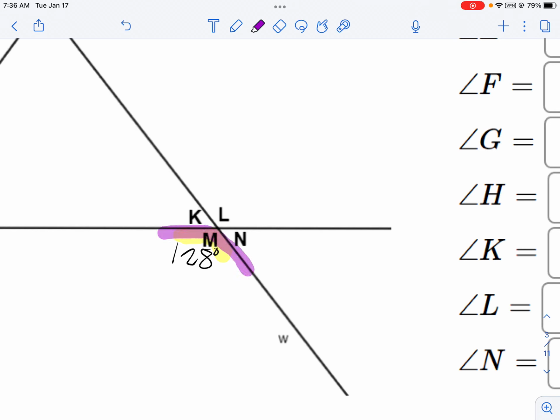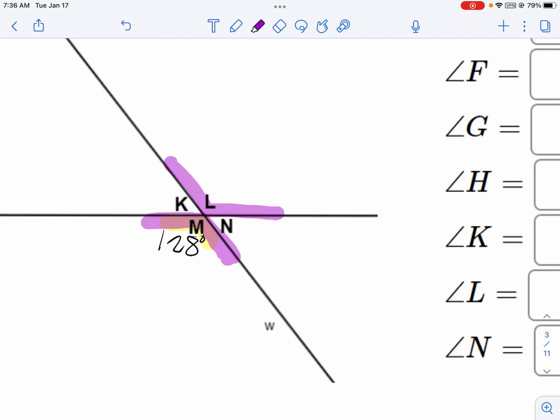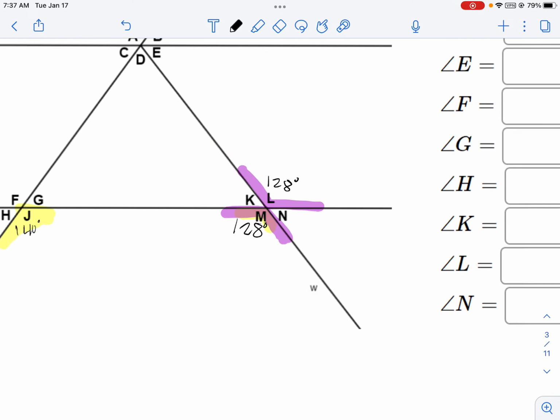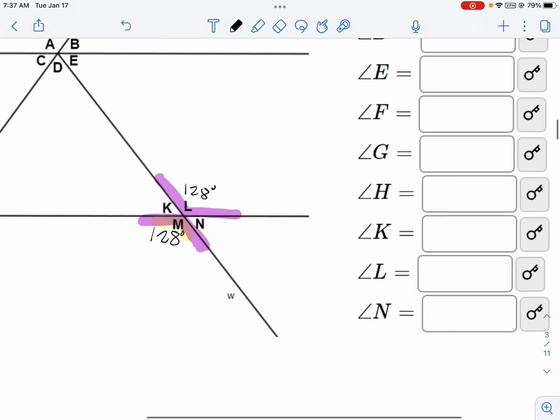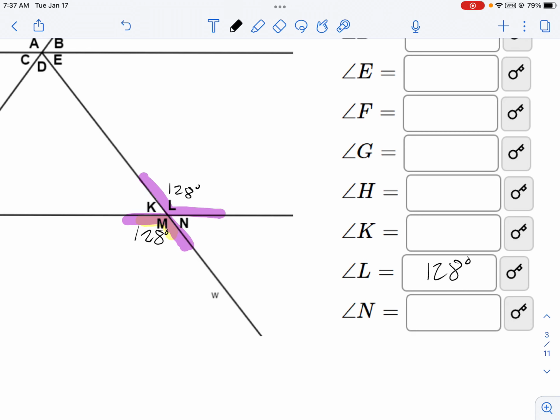Think about it. If you have angle M, which one looks like it's got to be the same? L. And why is it the same? We call that a vertical angle. They're directly vertical to each other, so that means they must be congruent. They have the same measure. So they're both 128 degrees.